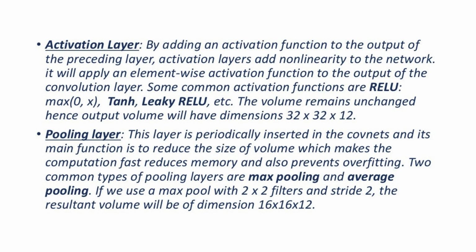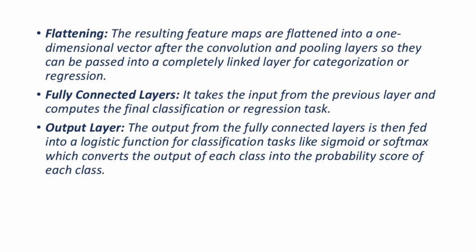Pooling layer. Pooling reduces the size of feature maps. It makes the model faster and reduces overfitting. Flattening. Flattening converts feature maps into a single vector. Fully connected layer. This layer performs classification or prediction. Output layer. The output layer gives final results. Softmax or sigmoid is used for prediction.